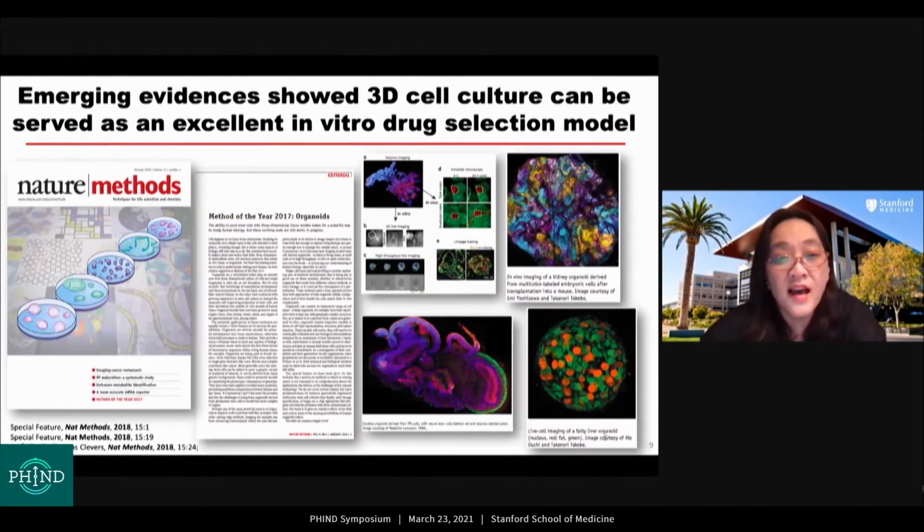There has been a lot of excellent work in the past few years, and the global community has made a lot of progress, including the folks in our Stanford community, showing that 3D cell culture that resembles the morphology and the function of the actual system might be the solution. Why is this the case?